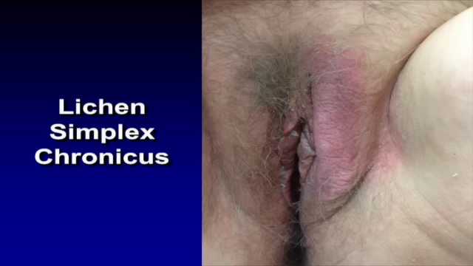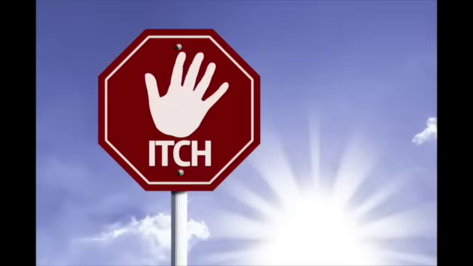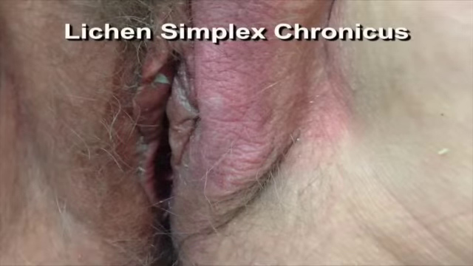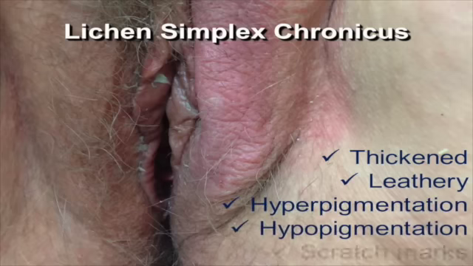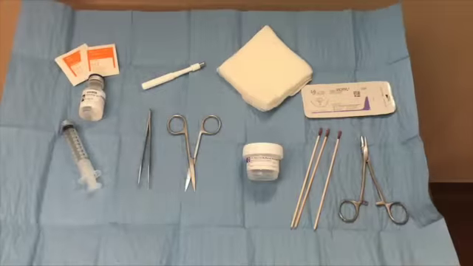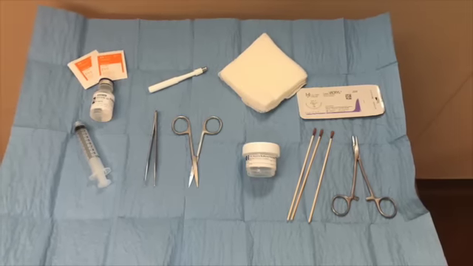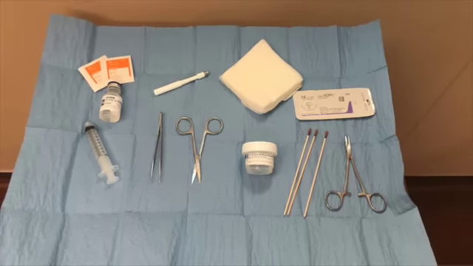Lichen simplex chronicus is the result of the reaction of the epidermis to repetitive mechanical trauma, e.g., scratching and/or rubbing. The skin becomes lichenified, thickened and rough, with well-defined papules and plaques. In long-standing disease, the skin appears thickened and leathery, and areas of hyper and hypopigmentation are seen. Erosions and ulcers can also develop, most commonly from chronic scratching. Lichen simplex chronicus is a clinical diagnosis. You can biopsy it, but it is often unnecessary.